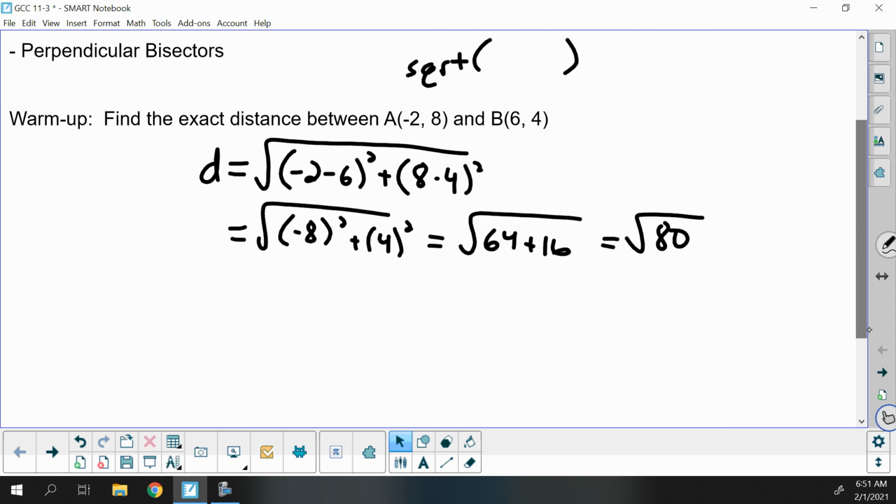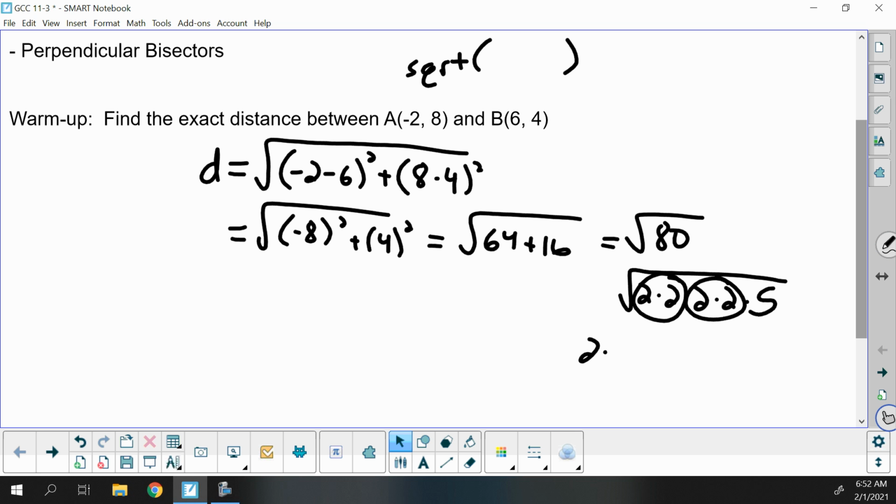Go to your calculator, do menu number factor for 80. You'll end up getting 2, 2, 2, 2, and 5. 2 sets of 2, so 1 goes out front for each of those sets. So we end up with 4 square root of 5.